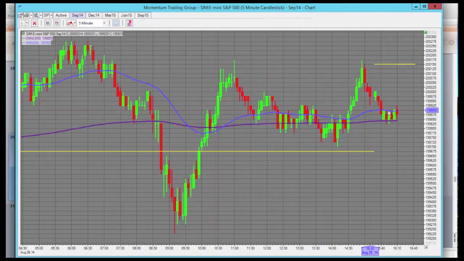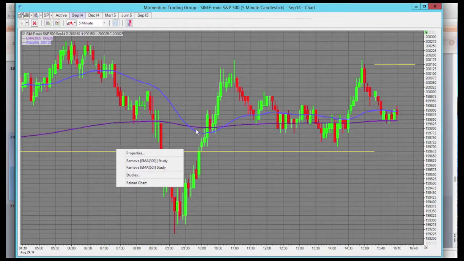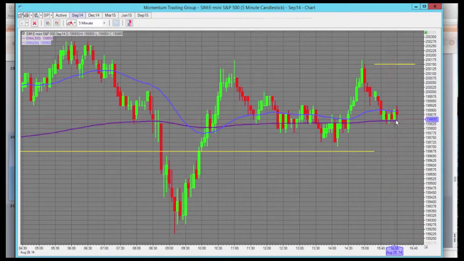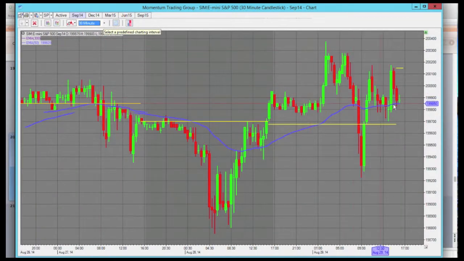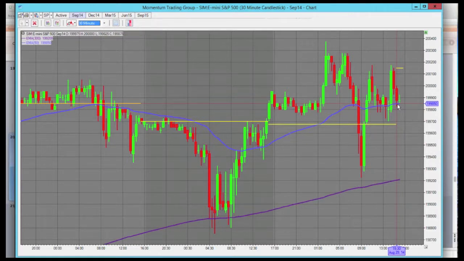So, nice little pop. You can see how both those moving averages are flat. And then the last moving average, this is the 50 period moving average on a 5 minute. Just to give you an idea, if you look right here at 1998.50, that is the price of the purple line. Now when I change it to 30 minutes, that will be equal to the price of the blue line. So if I come out here, you can see 1998.50.